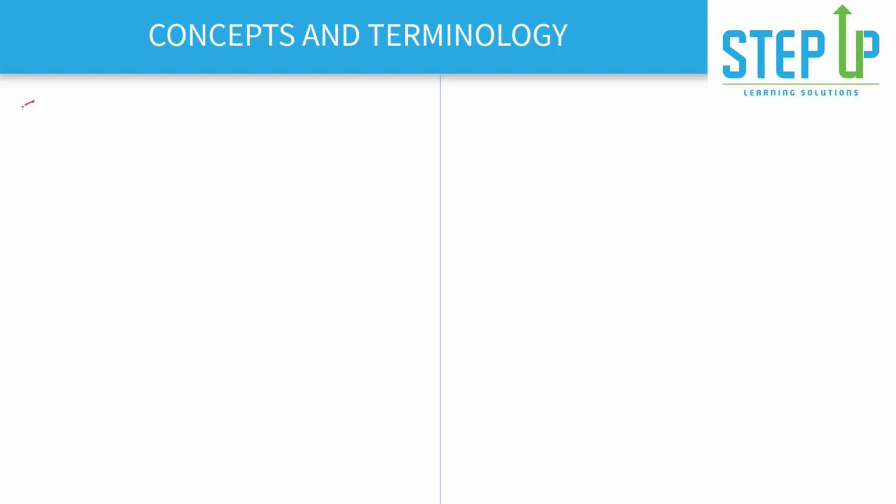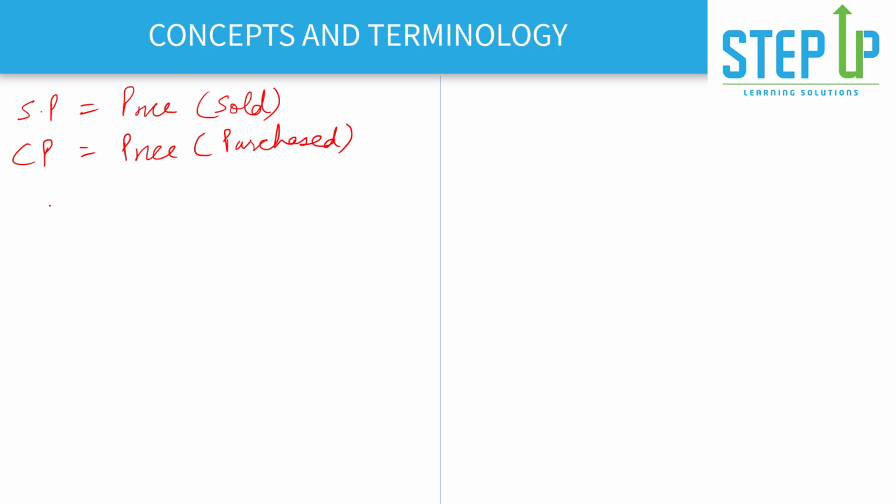So I'm sure all of us already know what is SP, your selling price. Selling price is nothing but the price at which you sell things. Your cost price is nothing but the price at which you have bought or purchased things. This is very simple. And profit or loss is the difference.